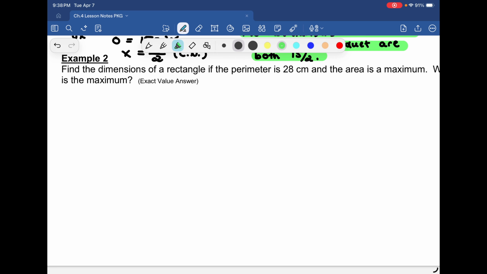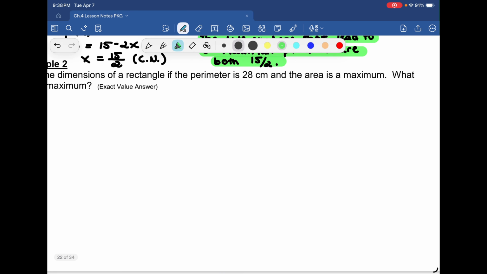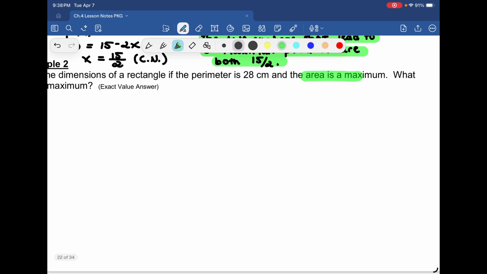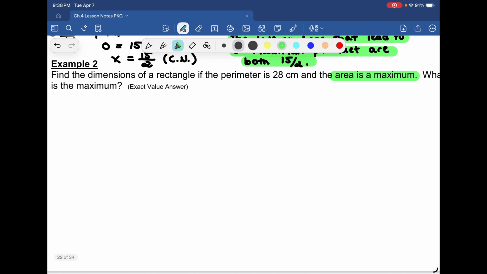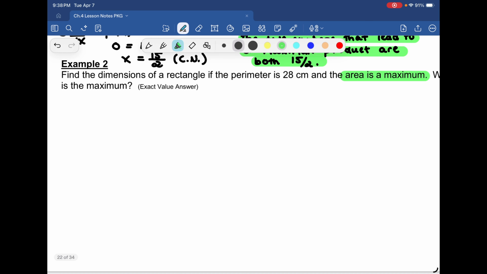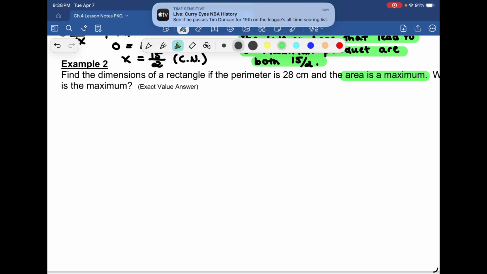So find the dimensions of a rectangle if the perimeter is equal to this and the area is a maximum. So right away I highlight that we're looking for a maximum. And then what is the specific maximum? So not only are we finding the dimensions, but we're also finding out what the overall maximum area is.